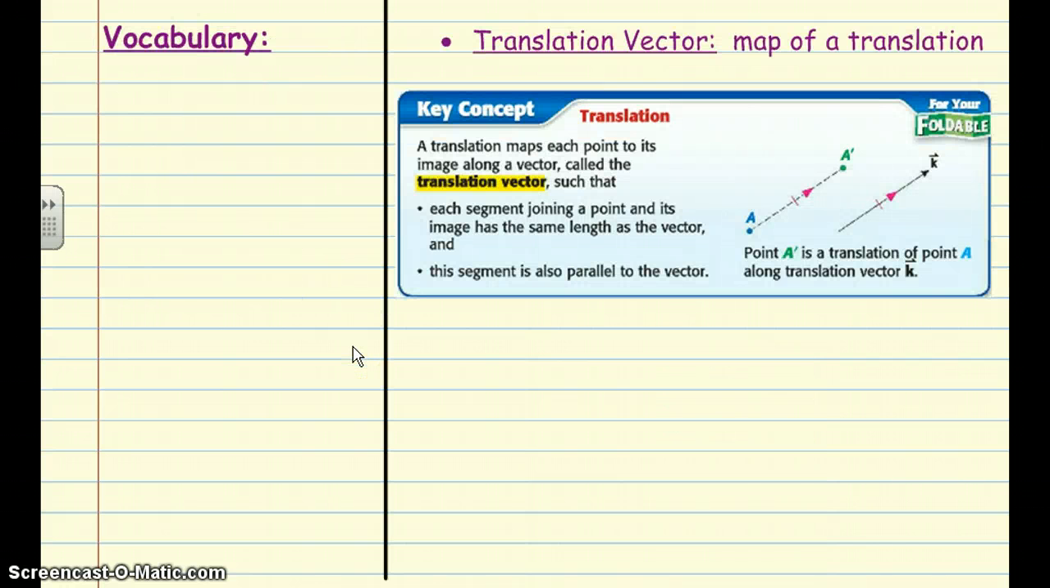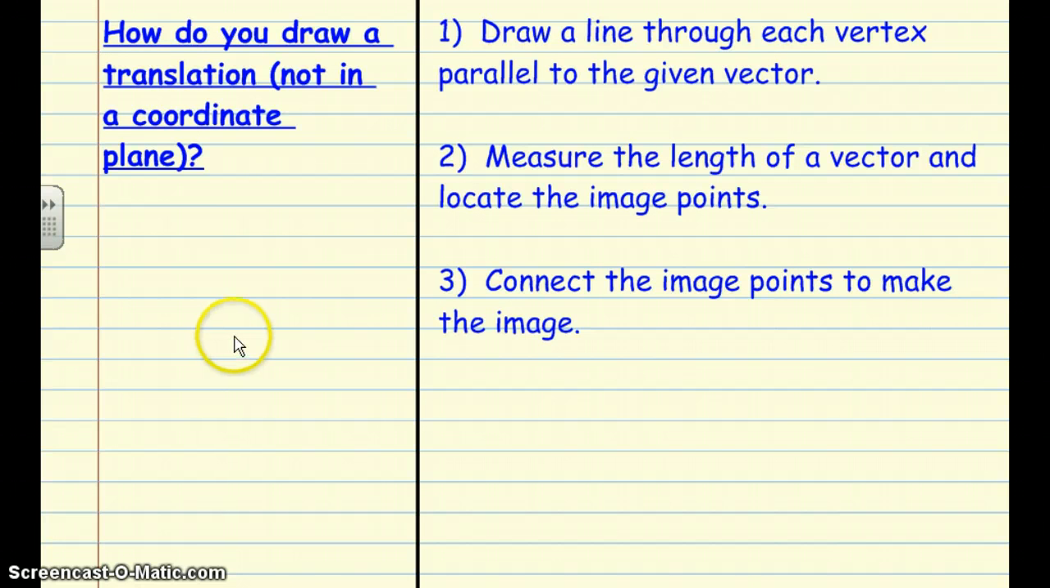So here's our first vocabulary term, and actually the only one with this section, and it has to do with a translation vector. Basically it's just a map of a translation. It tells you what direction and how far a certain point or shape is going to move. So let's take a look at a couple of examples.